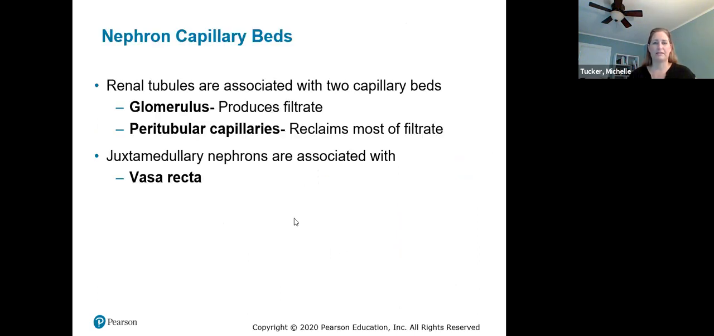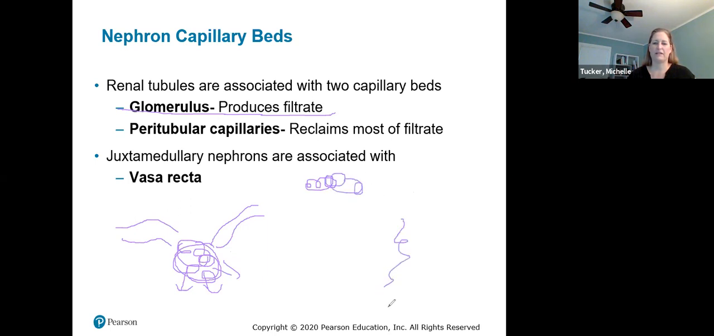For capillary beds, we've talked about these, but I'll review them again. The glomerulus is going to produce filtrate. It has that afferent arteriole going in, glomerular capillaries. This makes up the glomerulus, and then an efferent arteriole going out. We get filtrate due to the difference in pressures. Peritubular capillaries are up here in the cortex. Vasa recta are down here with the loop of Henle.